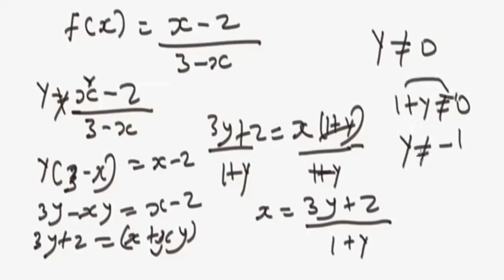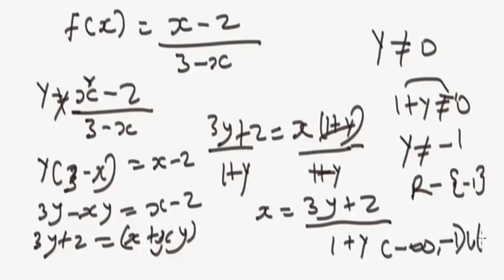So that means the range of this function will be all the numbers from negative infinity to positive infinity, but not including negative 1. This is how you present it in interval notation. You can either write the range as all the numbers not including negative 1, or you write it as all the numbers from negative infinity to negative 1, union negative 1 to infinity, not including negative 1. So that would be the range of this function.